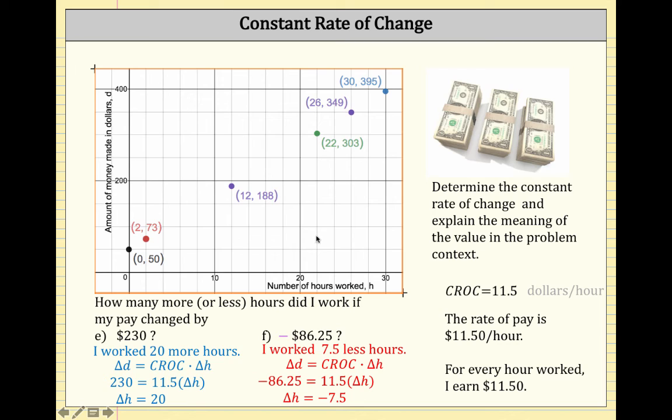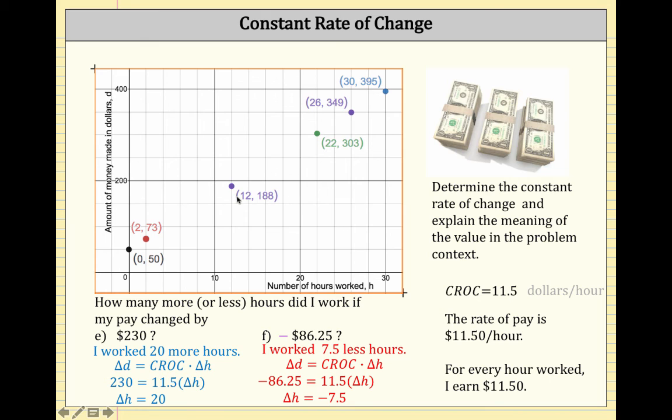And that corresponding change in hours would be a change of negative 20, which would put me in 273. If I take 303 and I subtract 230, I do get 73. And if I take 22 and I subtract 20, because I worked 20 less hours, I would be at 2 hours. So this is consistent. And again, I did choose 2 points that happen to be on the graph, but this would be true from any point you take it from.